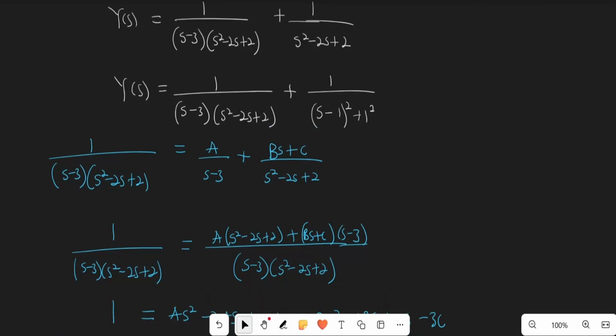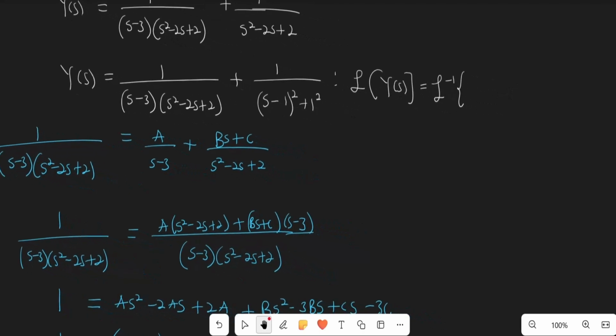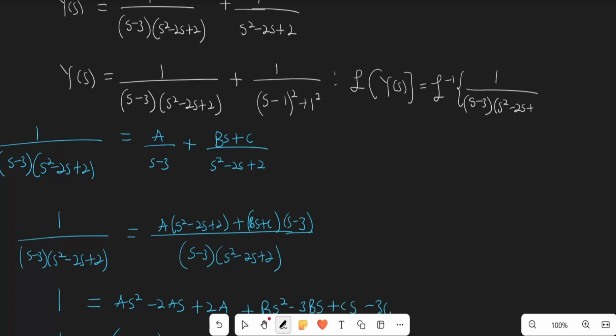Let me do this one in white. So we are going to take the Laplace inverse of Y of s. Laplace inverse of Y of s. And this is going to be the Laplace inverse of everything here, like this. Laplace inverse of 1 all over s minus 3 multiplied by s squared minus 2s plus 2, like this. And now plus 1 all over s minus 1 all squared plus 1 squared, like this.